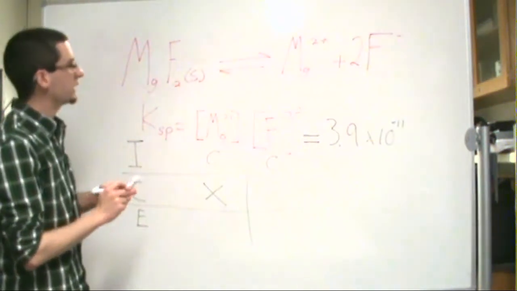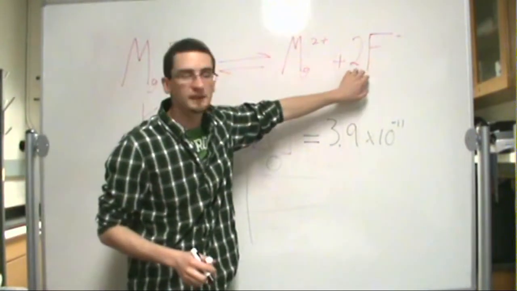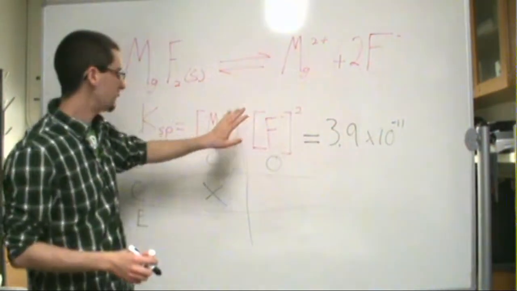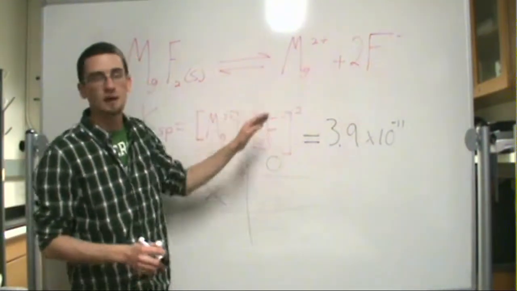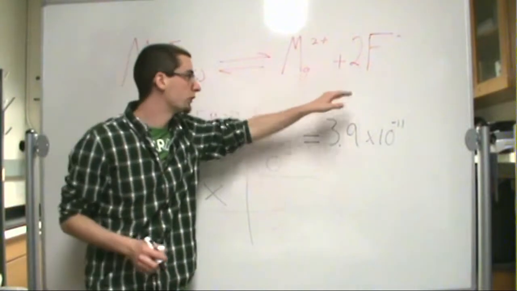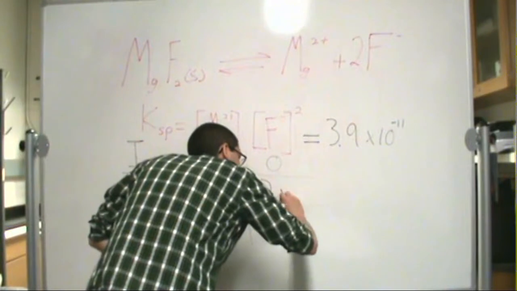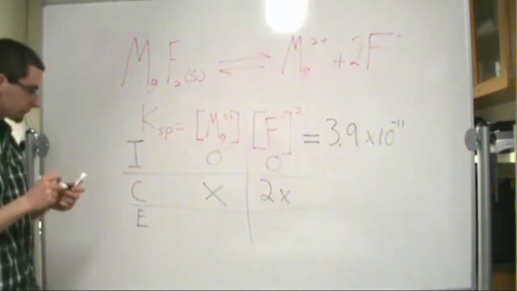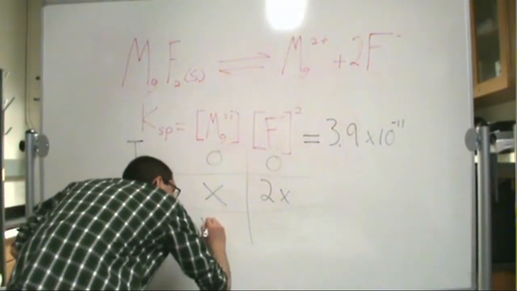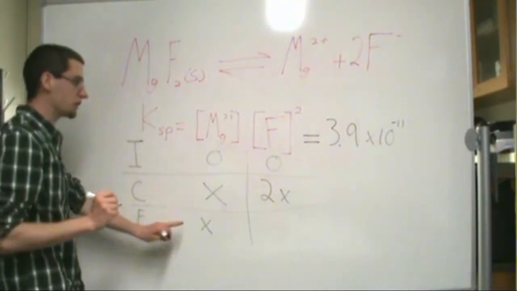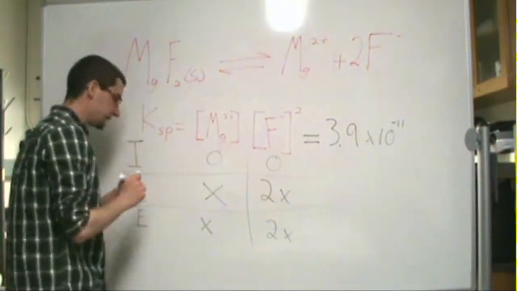So looking at our stoichiometry, we notice for every one of these, we get 2 of these guys. So if we were to set up a ratio, if we have X number of magnesiums, we're going to have 2 times X number of fluorines. So this is going to end up being 2X. All right. So then at equilibrium, the magnesium concentration will be equal to X. The fluorine concentration will be equal to 2X.